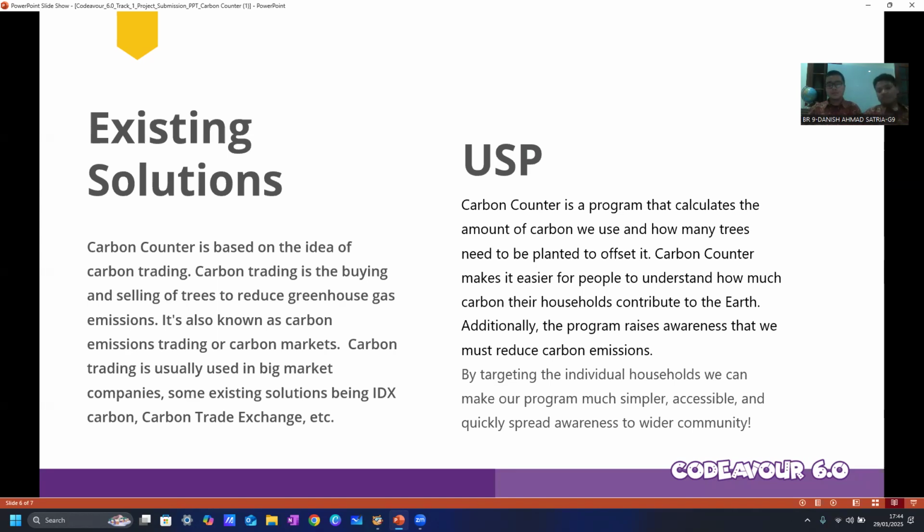What makes us better than our competitors? Carbon Counter is a program that calculates the amount of carbon we use and how many trees need to be planted. Carbon Counter makes it easier for people to understand how much carbon their households contribute to the earth. Additionally, the program raises awareness that we must reduce carbon emissions. By targeting individual households, we can make our program much simpler, accessible, and quickly spread awareness to a wider community.